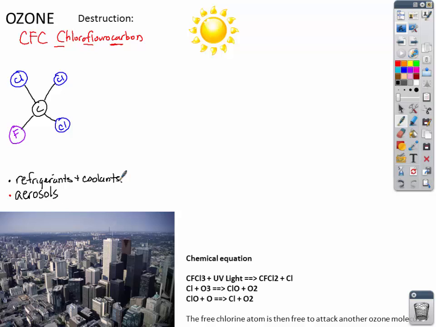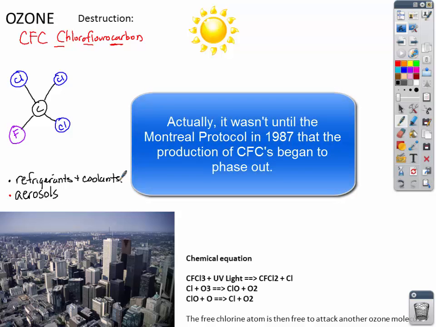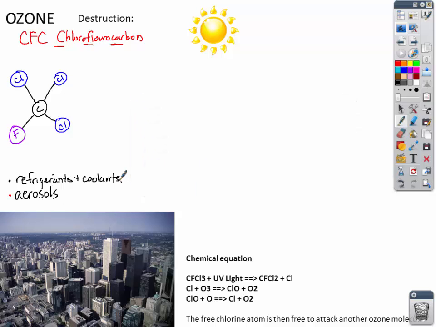CFCs were first discovered in the late 1920s and then were used extensively throughout the 50s, 60s, and 70s. As you're going to see in a little bit, it takes a while for that molecule to get up there, do its damage, and then leave the stratosphere. So even though we banned CFCs in the late 1970s, the ozone hole was deteriorating all the way through the early 2000s. Here's how it happened.